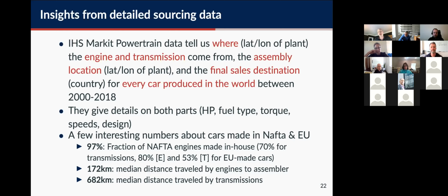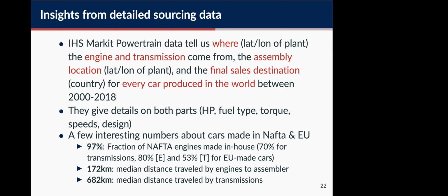And then in terms of the supply chain, we see all the flows for every car model that is produced. We have what plant the engine came from and what plant the transmission came from for all of these models. So we have the exact geography for the plant-to-plant flow for the engine and the transmission to the assembly plant, and then from the assembly plant to a country destination. And we have this for every car that's produced in the world between 2000 and 2018. Those are the years we're going to use in the estimates I'm going to show you.